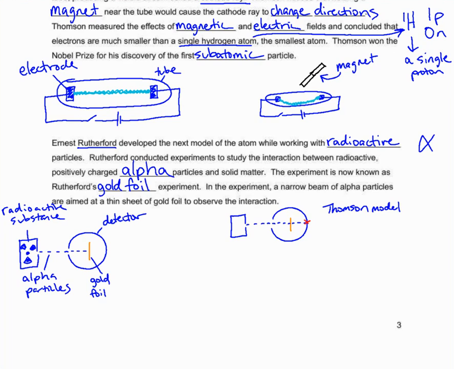The other possibility, here's the alpha particles. Here's the detector. Here's the gold foil.